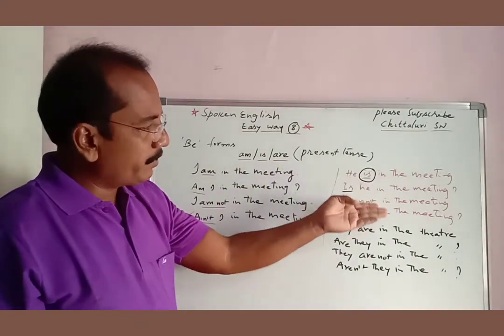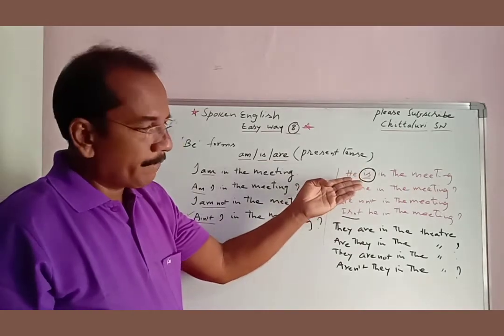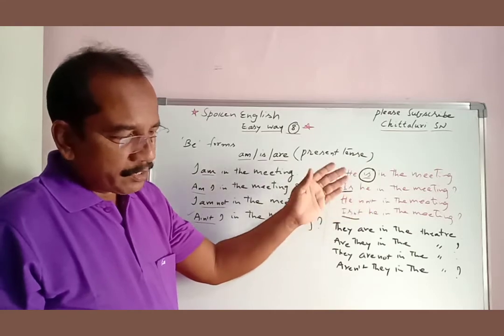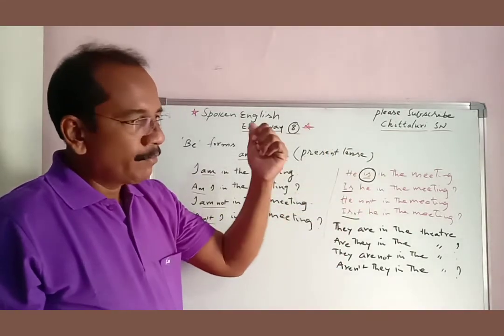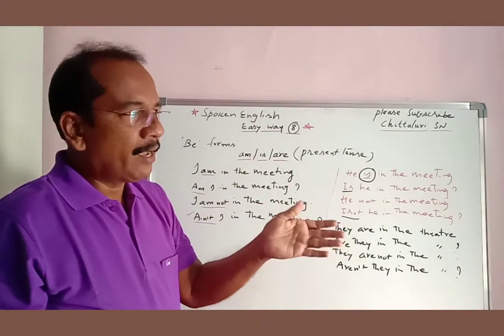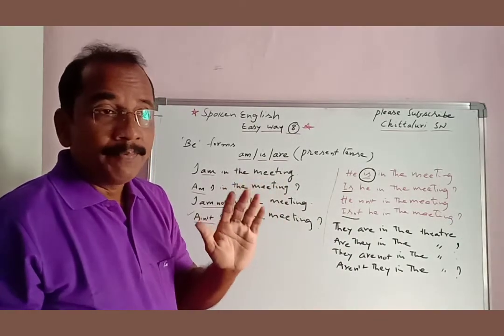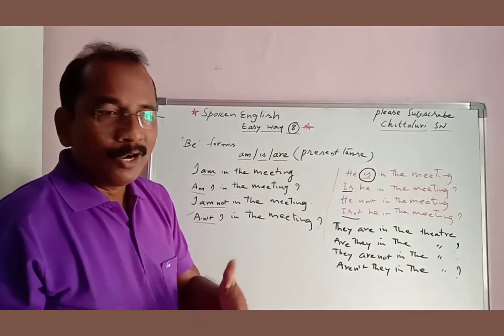So with the be form is, we can construct sentences like this. In the place of he, you can keep she, it. Likewise, you can go on changing the sentences like this, and you can provide your own examples, by which you can have a good practice. Practice is very, very important for us here to improve our language.